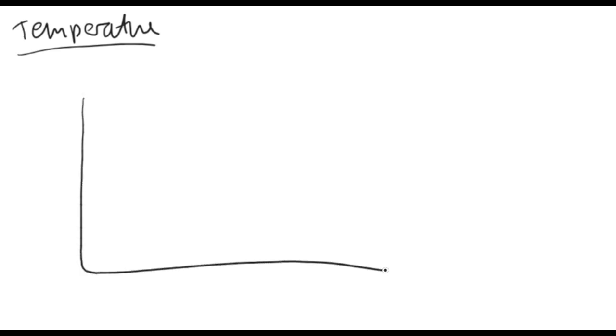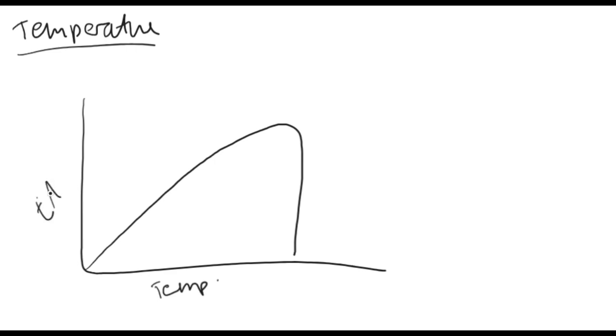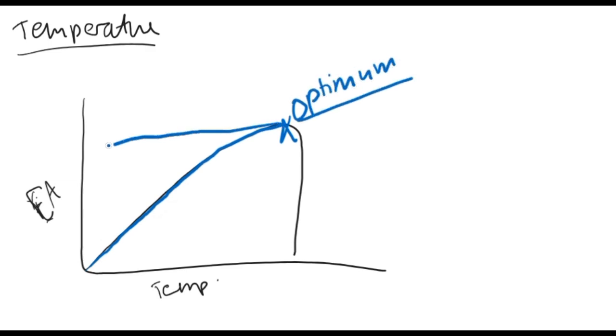So if we look at temperature, the graph for enzyme activity would look something like this. This would be temperature, this would be enzyme activity. Now what happens is if we follow this graph, temperature increases, and enzyme activity increases because of more energy, more collisions, and it reaches its optimum point. That is its highest point. That's when enzyme activity is the most effective.